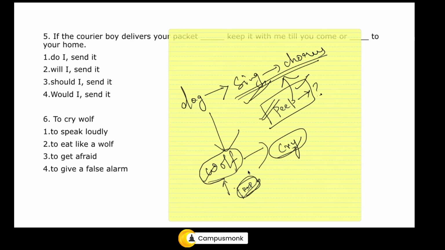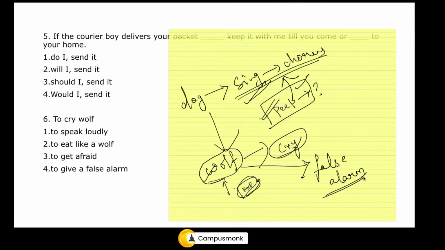It's just crying away. So what is it? It is a false alarm. We get scared: why is it shouting? Why is it crying? It's a false alarm. So to cry wolf means to give a false alarm to someone.